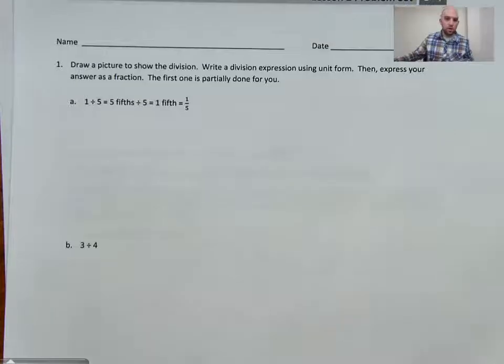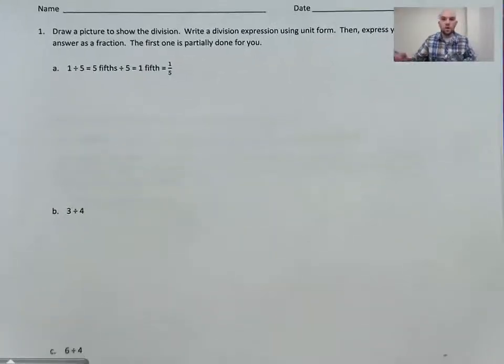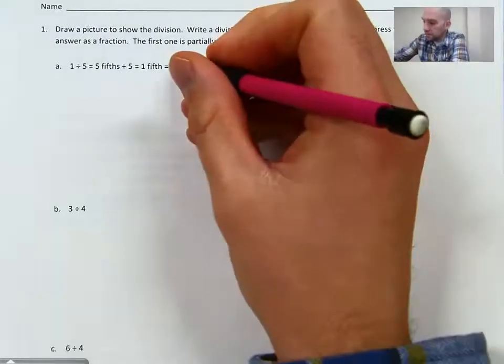It says draw a picture to show the division, write a division expression using unit form, then express your answer as a fraction. The first one is partially done for you. So it says 1 divided by 5 equals 5/5 divided by 5, because 1 is equal to 5/5, equals 1/5. And 1/5 looks like that.